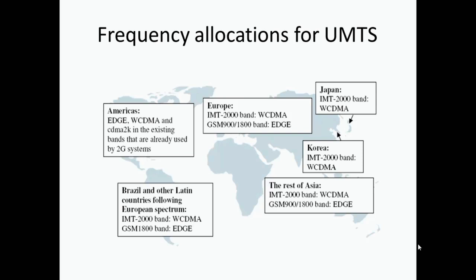Now Americans are using the frequency plan Edge, WCDMA and CDMA 2K in the existing bands that are already used by 2G systems. But Europe uses the IMT 2000 band, WCDMA, and the GSM 900/800 band, Edge. Japan is also using the IMT 2000 band, WCDMA. Korea is also using the IMT 2000 band, WCDMA, and the rest of Asia is following the same. But in Brazil and other Latin countries, the European spectrum IMT 2000 band, WCDMA, and the GSM 1800 band, Edge are used.